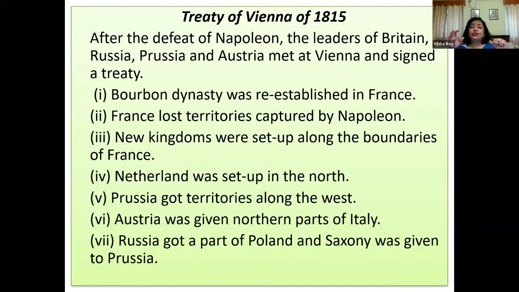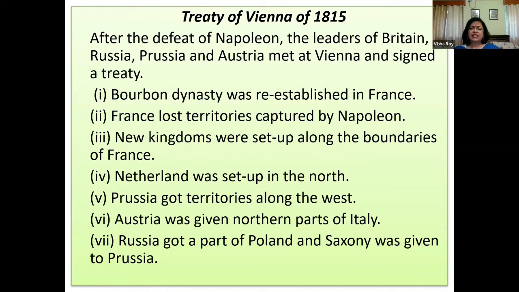Then comes the Treaty of Vienna of 1815. After Napoleon was defeated, the leaders of Britain, Russia, Prussia and Austria all met in Vienna and signed a treaty. They wanted an end to Napoleon's rule. The Bourbon dynasty was re-established in France again. Now France lost territories captured by Napoleon. Napoleon had slowly captured many places which they had to give back.